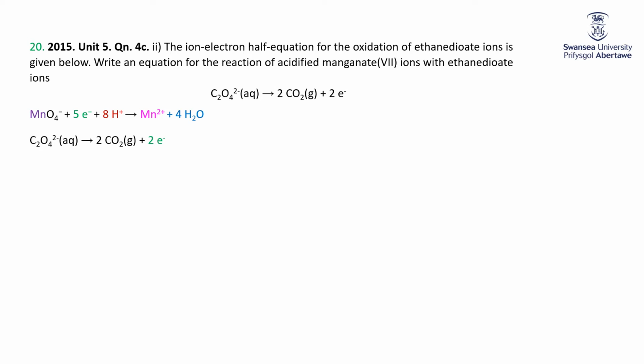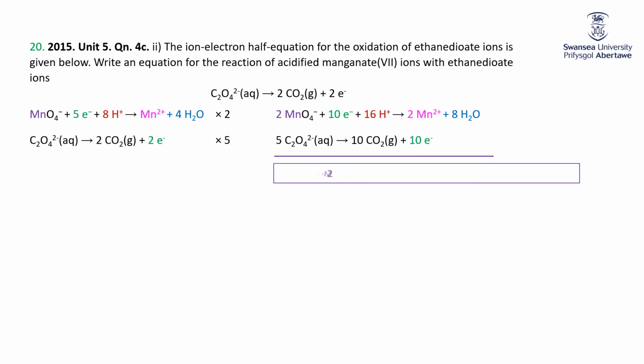There is our oxidation. Again, we want to get the number of electrons equal. So that's the least common multiple of 5 and 2, which is 10. As we did in the previous question, multiply then the reduction by 2 to get 10 electrons, multiply the oxidation by 5 to get 10 electrons, put them together, and you get that equation there. Okay, very, very similar, of course, to the last question.